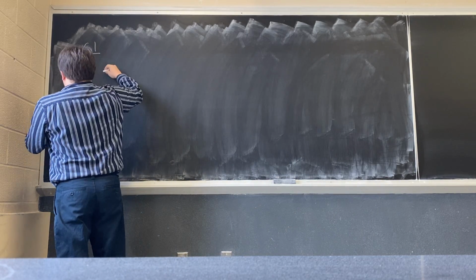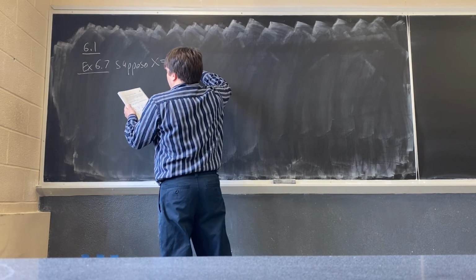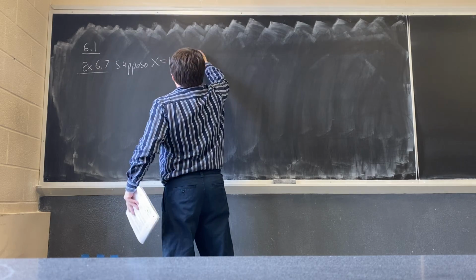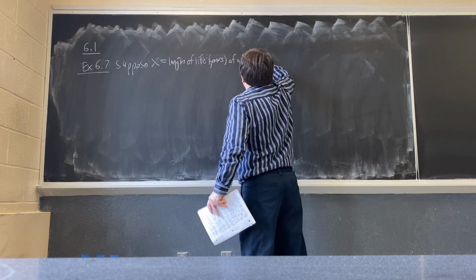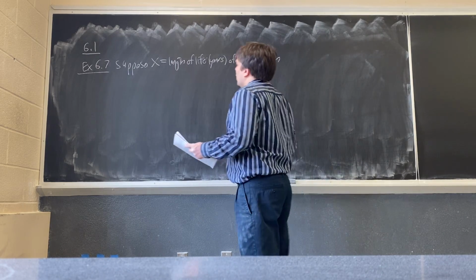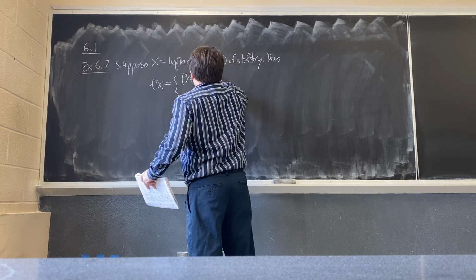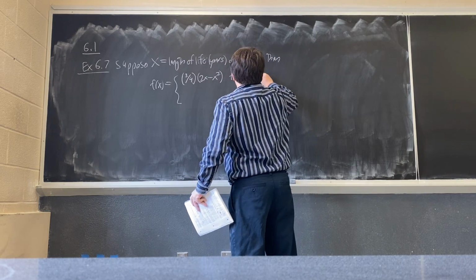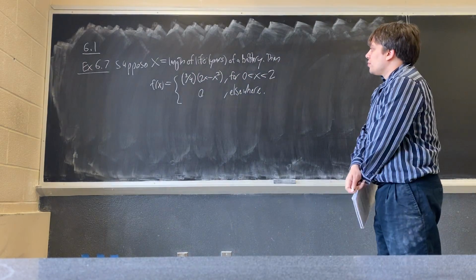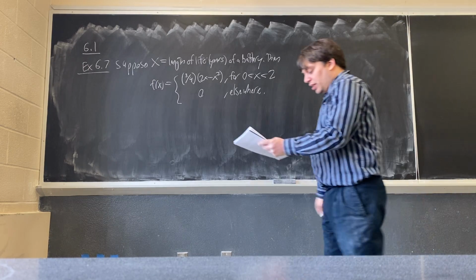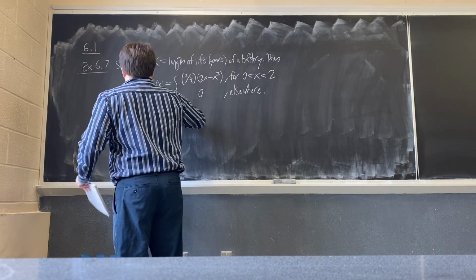Let's talk about example 6.7. Suppose capital X is the length of life in years of a certain battery. Then little f of x is equal to 3/4 times 2x minus x squared, for 0 less than x less than 2, and it's 0 elsewhere. For part A, we're going to show that E of X is equal to 1.